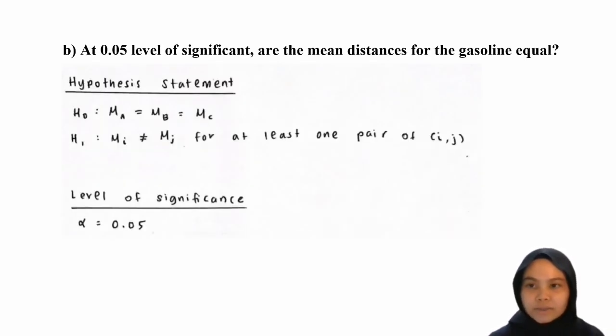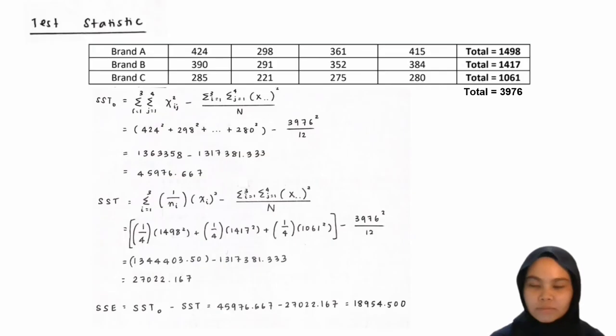Next is question B. At 0.05 level of significance, are the mean distances for the gasoline equal? Firstly, we will write the hypothesis statement. For the null hypothesis, the 3 brands are equal to one another. And for the alternative hypothesis, not all brands are equal. For the level of significance, we can get it from the question, which is alpha equals 0.05. Next, we will do test statistic.